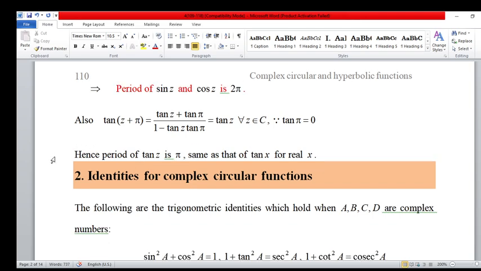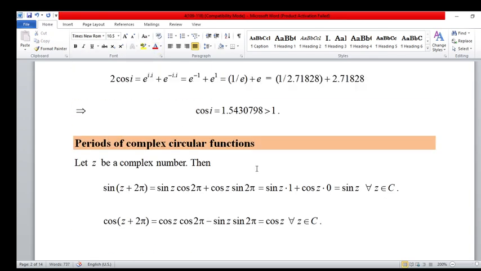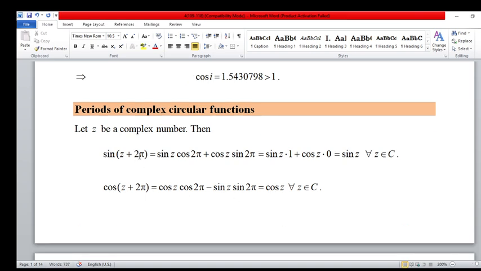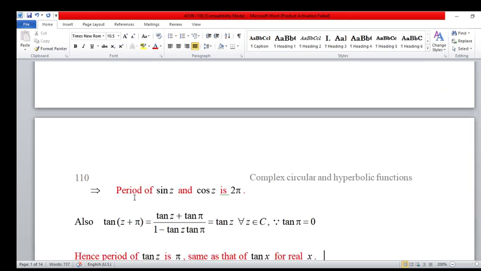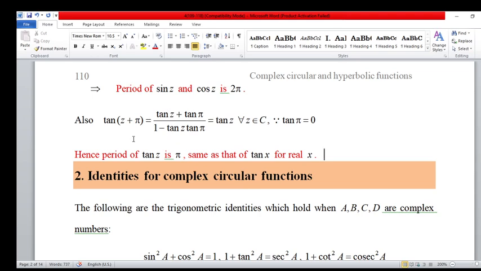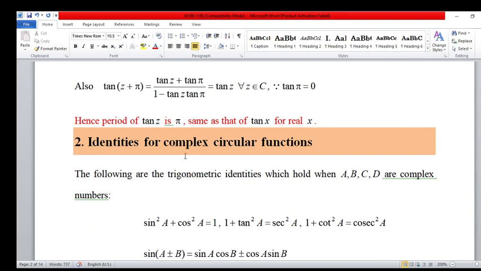So this line is again an important line. So colored here. Now repeat again. Period of the complex function: sin(z + 2π), and after sin z, here cos(z + 2π). Again after solving we obtained cos z. So its period is 2π. This means the period of sin z and cos z is 2π. Same formula applied here, then we obtained the period of tan z is equal to π. So these three conditions are most important.